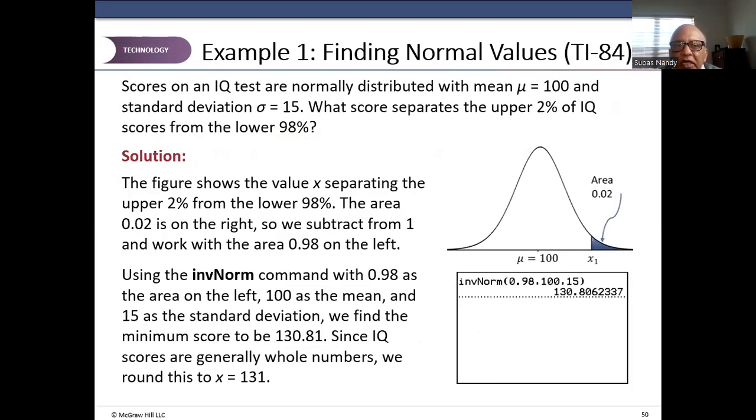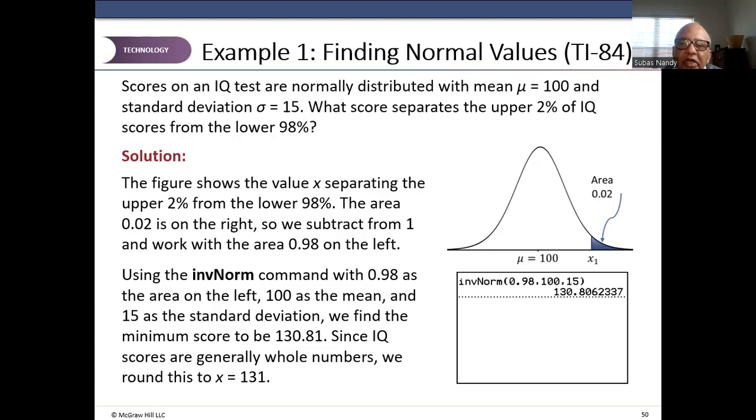Find: the scores on the IQ test are normally distributed, with mean equal to 100 and standard deviation 15. What score separates the upper 2%? Upper 2% means on the right, the area under the curve is 2%. So what is the area on the left? It is 100 minus 2, or 98%, which in decimal is 0.98.